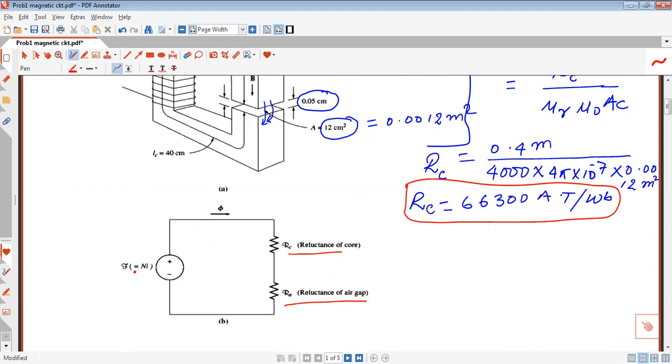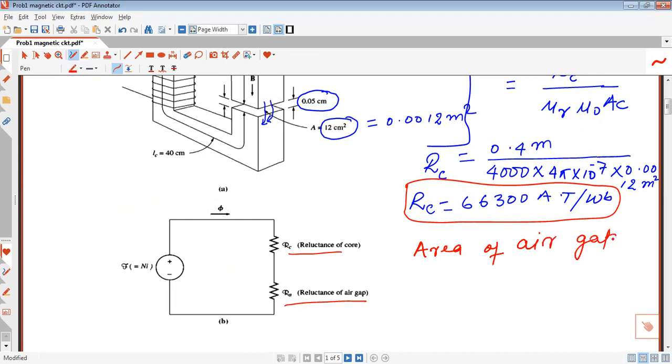Here the source is replaced by the number of turns multiplied by current, which is called MMF. Now our task is to find the reluctance of the air gap. To calculate the reluctance of the air gap, first of all we have to see the area of the air gap.